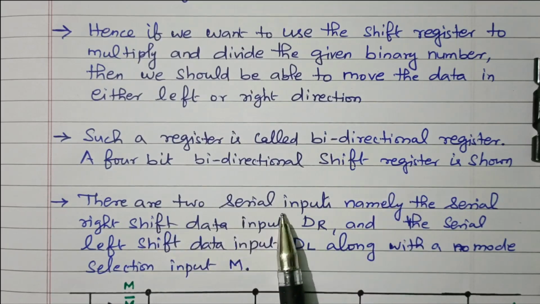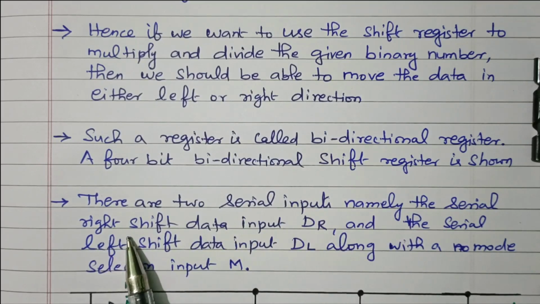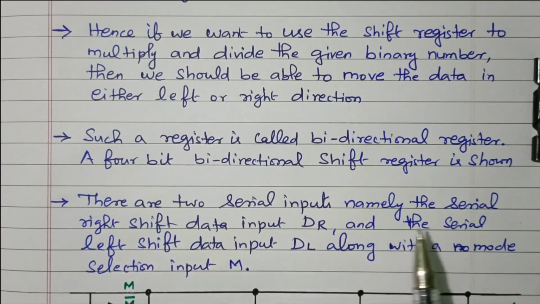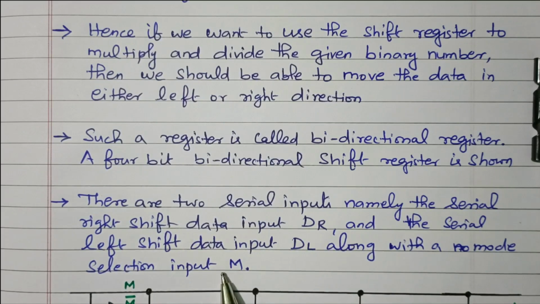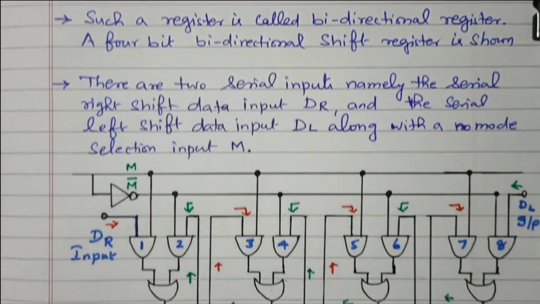There are two serial inputs, namely serial right shift data DR and serial left shift data DL, along with the mode selection M. We will see the diagram. So we have DR, data right shift, DL, data left shift. In order to select between them, we have mode control. Now we'll see the logic diagram.